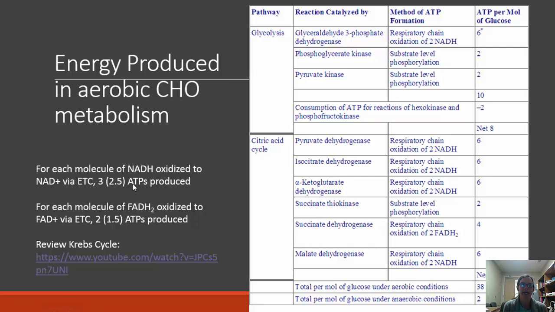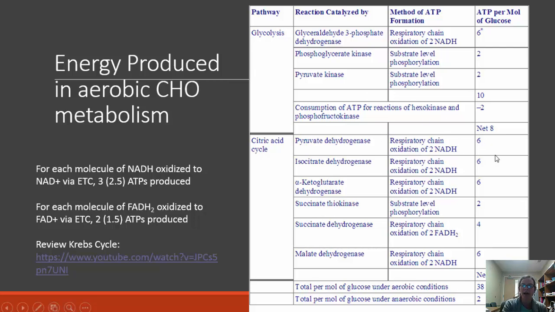But for right now, let's just look at where we're getting all of this energy from in glycolysis and the TCA cycle. So we know that in glycolysis, we produced 2 NADHs, so 2 times 3 ATPs, that ends up with 6 ATP equivalents. And then we have 2 cases of substrate level phosphorylation, where we're going to get 2 each from there. So in glycolysis, we produced 10 ATP, but remember, we used 2 in the activation phase. So therefore, our glycolysis gives us a net of 8 ATPs.